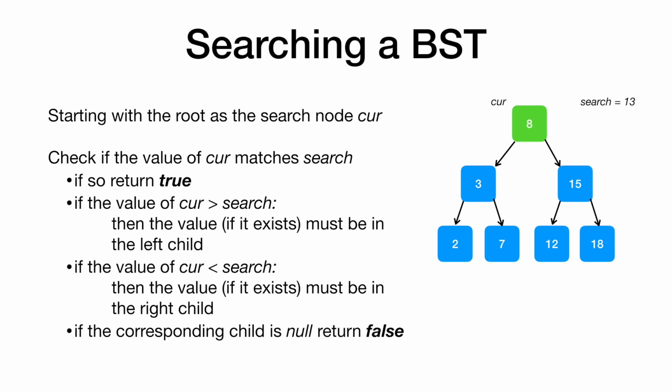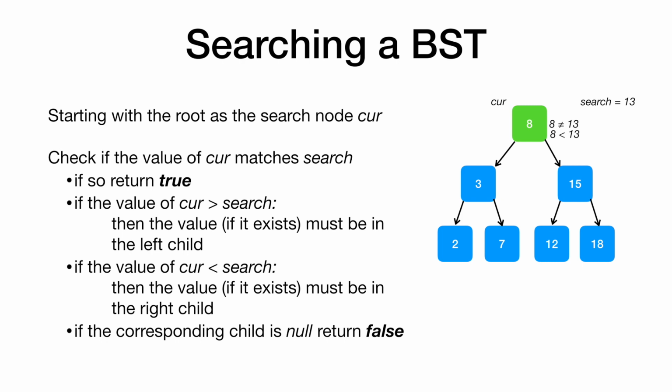So let's try another one. Let's try 13. Looking at this as a human, again, we can see 13 doesn't exist in this tree. But let's see what the algorithm is going to do, because right now, all the algorithm knows is the current node. So the first thing we ask is, is 8 equal to 13? Well, 8's not equal to 13, and 8 is less than 13, so we know if 13 exists, it needs to be in the subtree to the right.